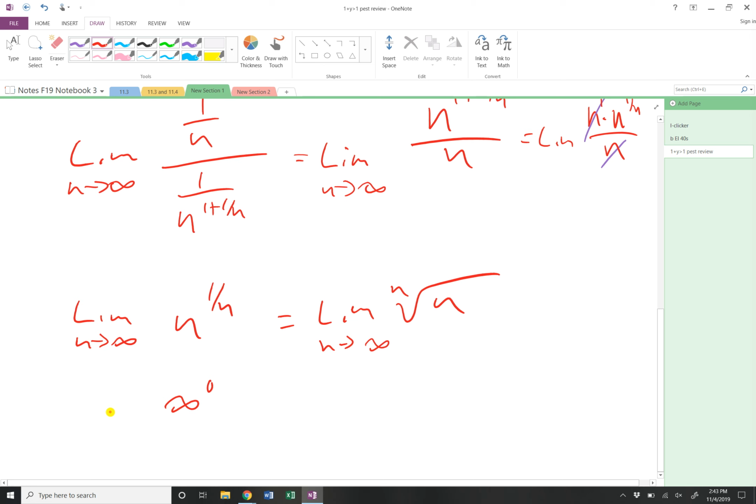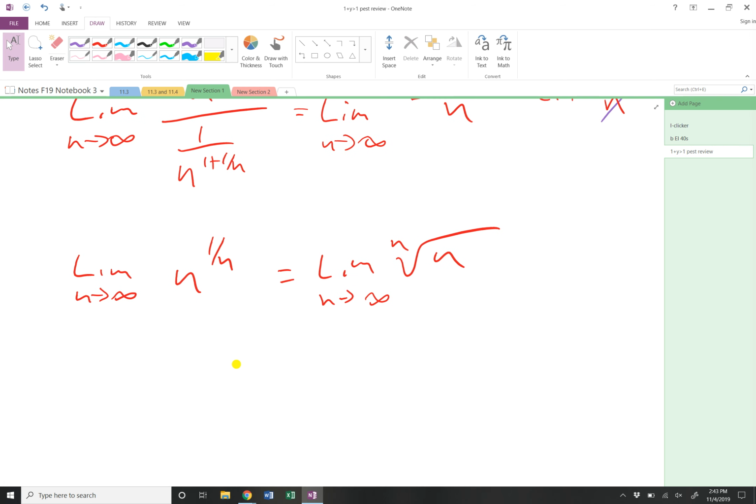Does everything of this form go to the same thing? Nope, it's inconclusive. There are some forms that always go to the same thing. Like, if you have 1 over infinity, that's always going to go to 0. Doesn't matter what it is. Okay? But this is inconclusive, so it's indeterminate.